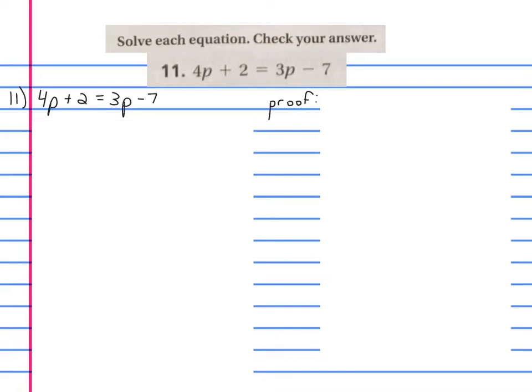Okay, let's talk through these problems. Solve each equation and check your answer. These are problems where there's the variable on both sides. So let's see what we do here, okay?